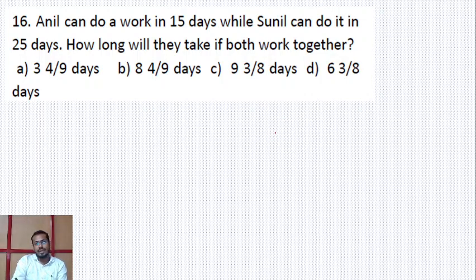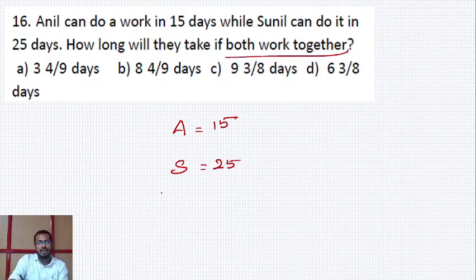Anil can do a work in 15 days, while Sunil can do it in 25 days. So 2 persons are there. Hereafter, don't read the full question. Just write whatever you see in the question. Anil completed a work in 15 days and Sunil completed in 25 days. How long will they take both work together? So Anil plus Sunil. Right.